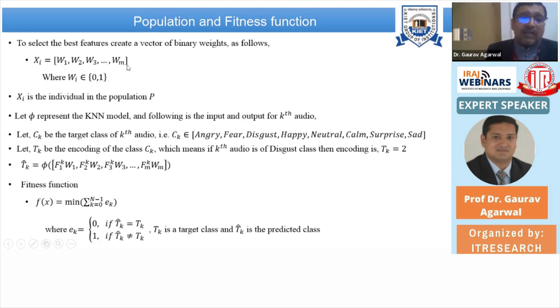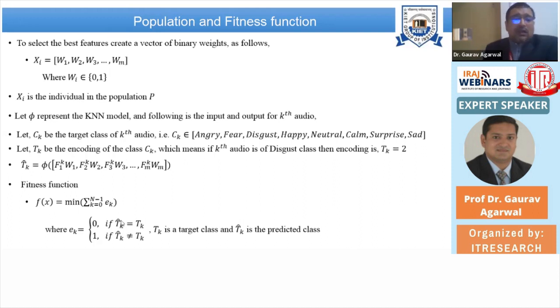If there are m number of features, there can be 2 to the power m possibilities of this weighted matrix. I have tried these possibilities, making f1k w1, f2k w2, and so on and so forth. And we have worked on a fitness function. The fitness function is the minimum of this.